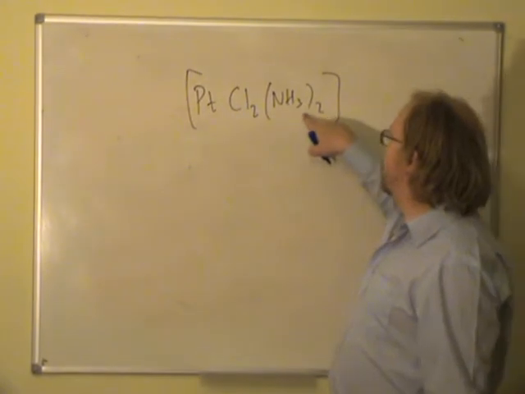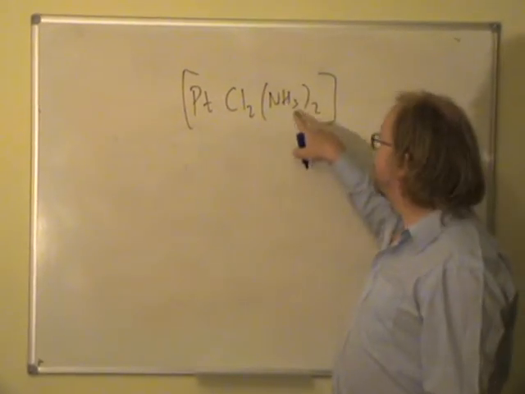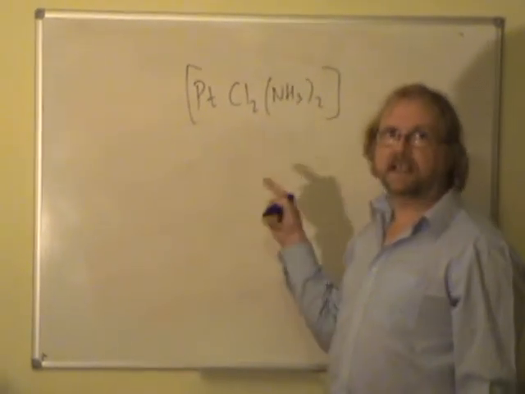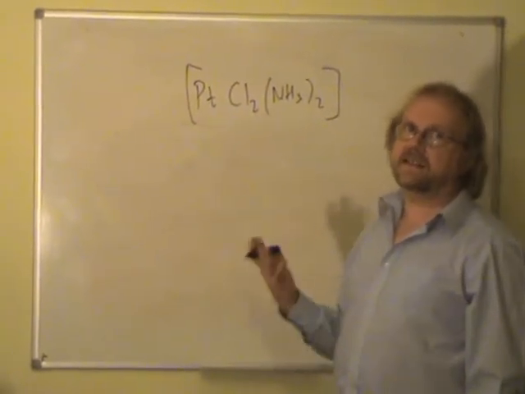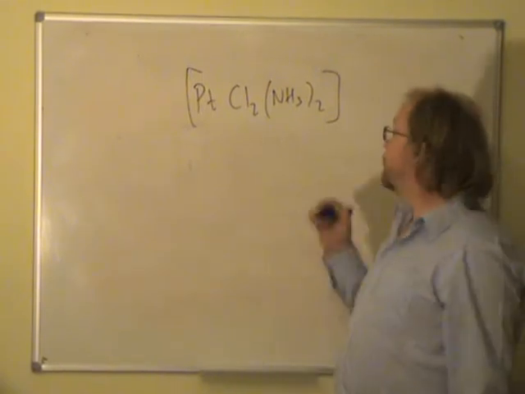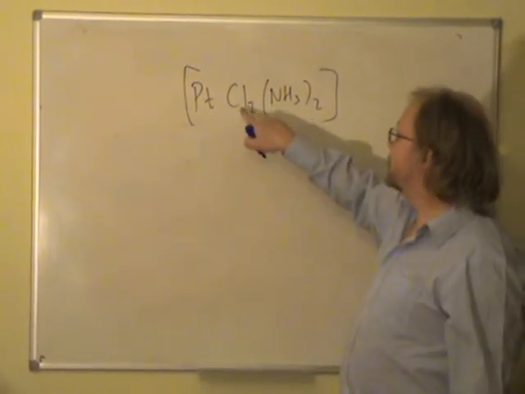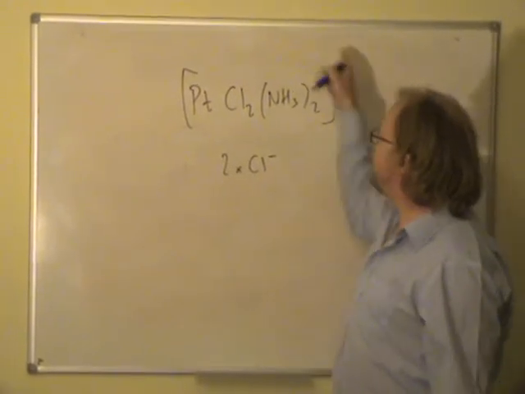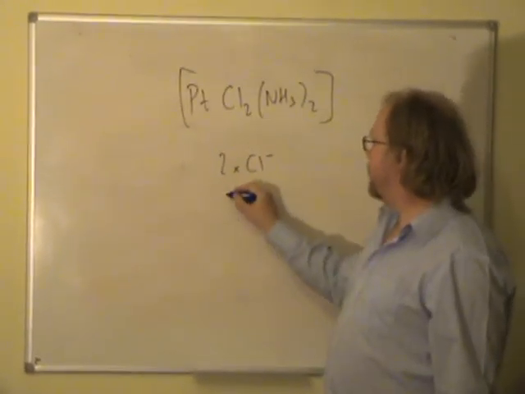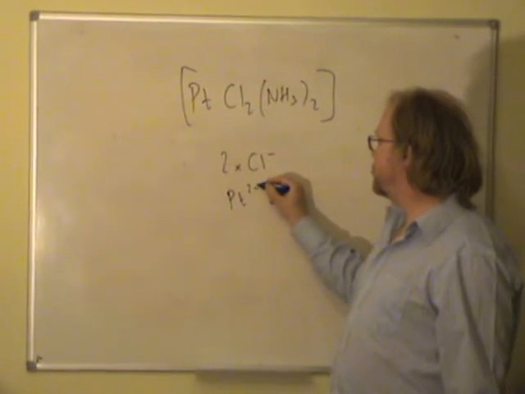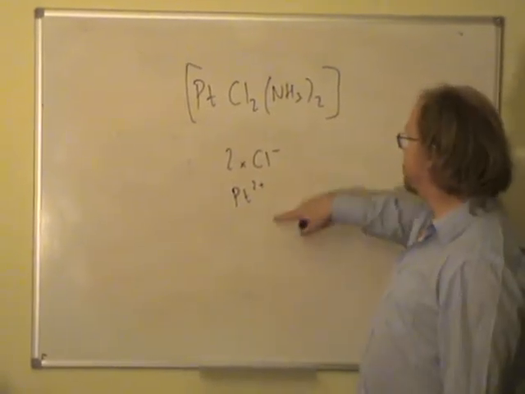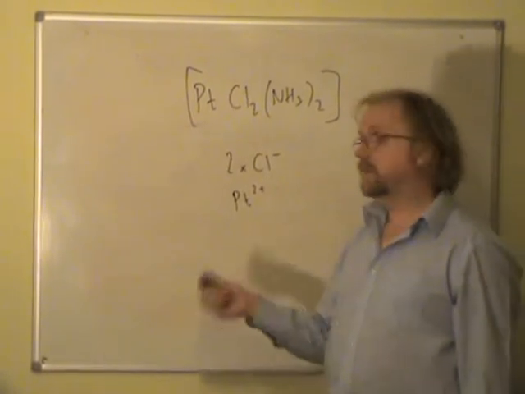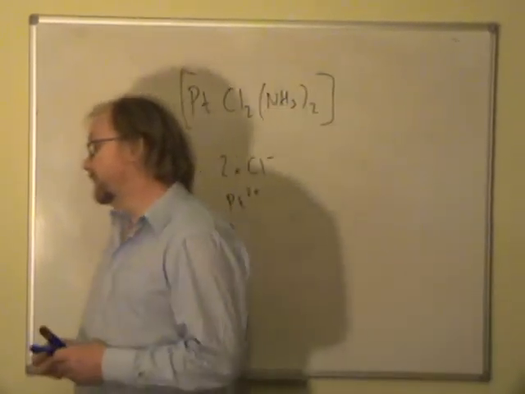Ammonia is a neutral molecule, so that's got no charge. But remember that Cl, when it appears in complexes, is actually Cl minus. It's chloride ions, not chlorine atoms, that act as ligands. So we've got 2 lots of Cl minus. So if there's no charge overall, that must mean that the platinum is in a 2 plus oxidation state. So the sum of the charges, 2 plus, 2 lots of 1 minus, adds up to 0. That's what that's getting at.